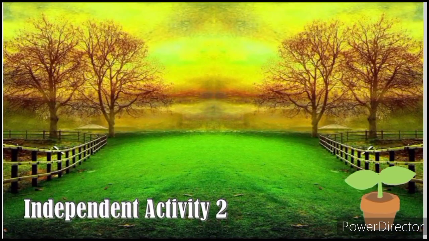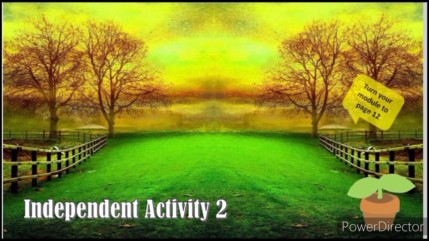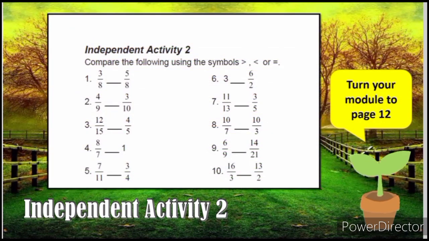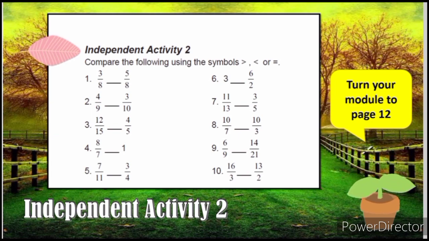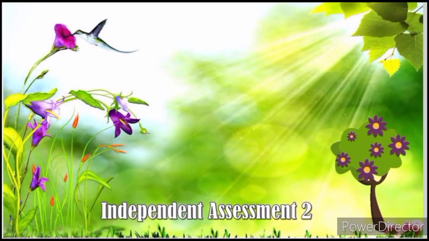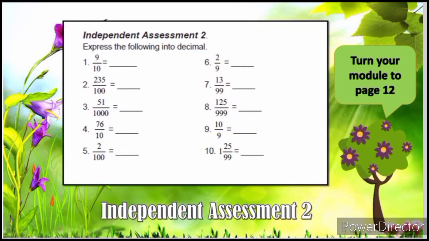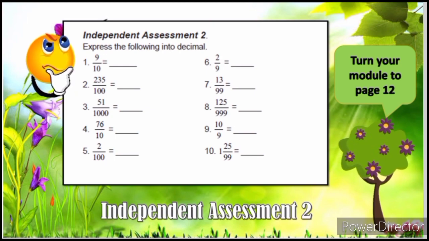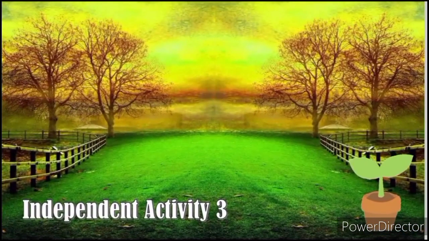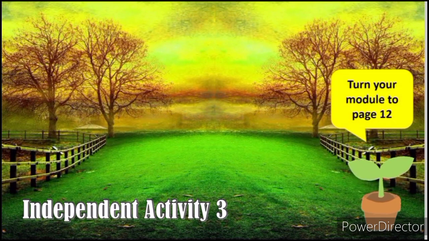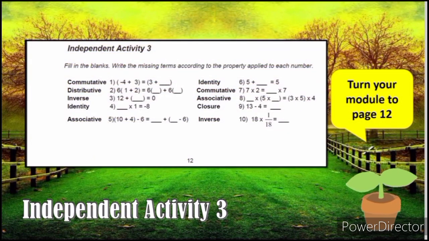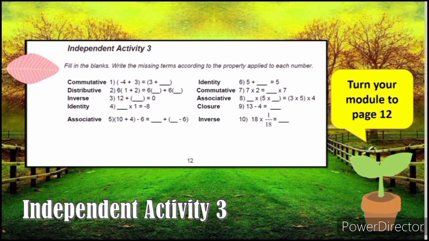Independent activity number 2. Turn your module to page 12. Compare the following using the symbol less than, greater than, or equal. Independent assessment number 2. Turn your module to page 12. Express the following into decimal. Independent activity number 3. Turn your module to page 12. Fill in the blanks. Write the missing term according to the property applied to each number.